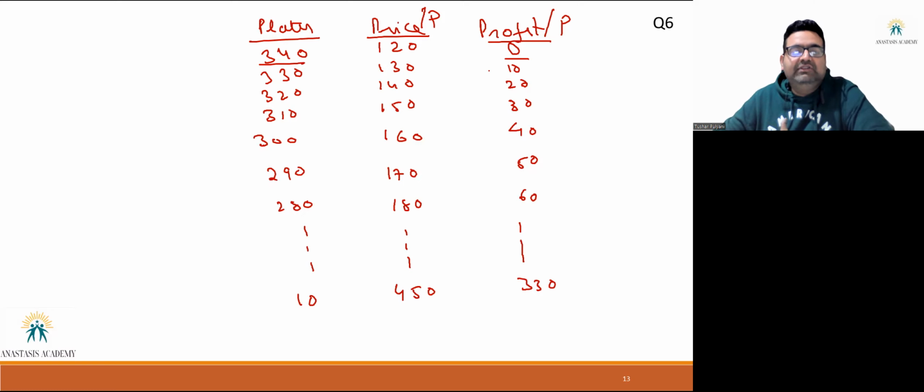But a very interesting observation in this question was that 340 plus 0 is 340. Then you decrease 10 here, increase 10 here, so my sum is still 340. That means number of plates plus profit per plate is always 340. And I have to maximize that product.